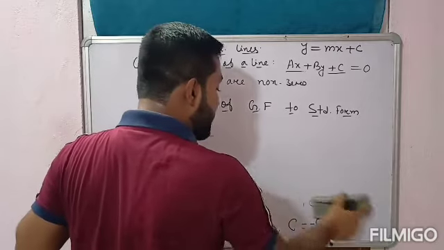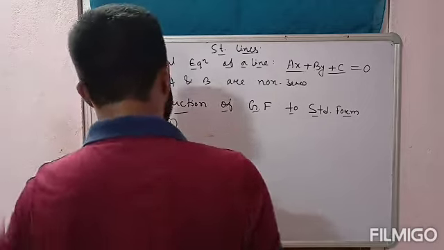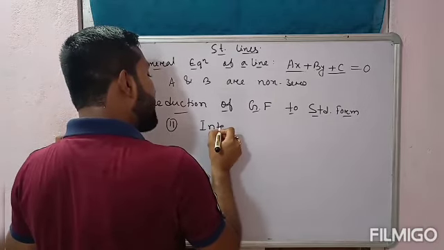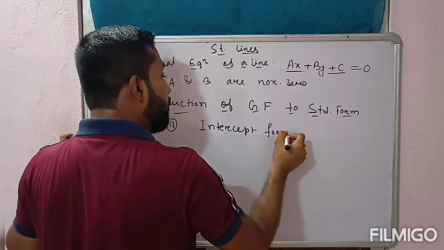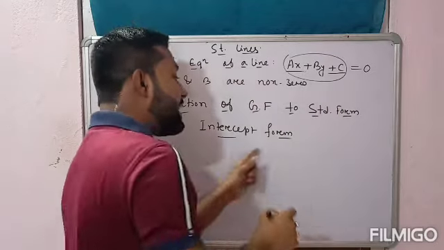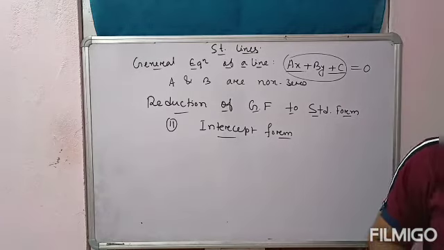Now I'm going to discuss the second standard form. Second standard form is intercept form. Intercept form means how can we reduce any general equation into intercept form? एक general equation को intercept form में कैसे reduce किया जाता है?